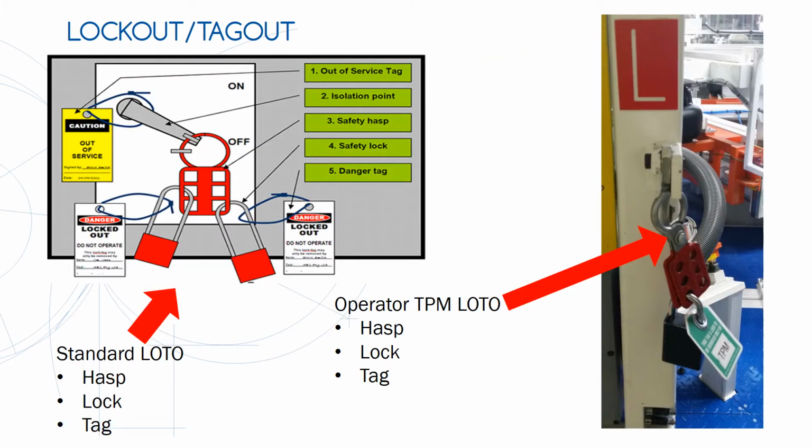Here's an example of lockout-tagout. Standard lockout-tagout includes a hasp, a lock, and a tag. An operator TPM lockout-tagout also contains a hasp, a lock, and a tag. Remember, lockout-tagout includes a lock and a tag.